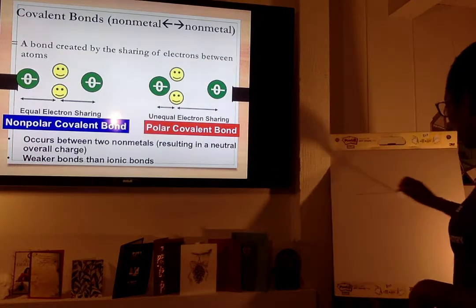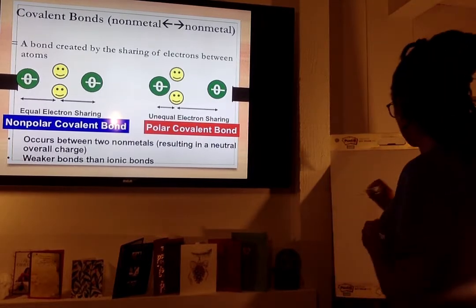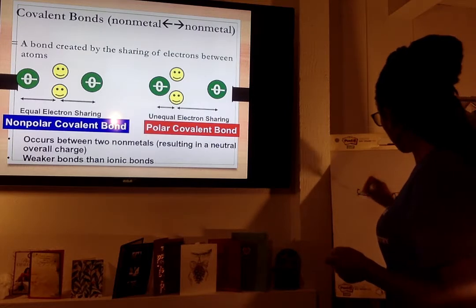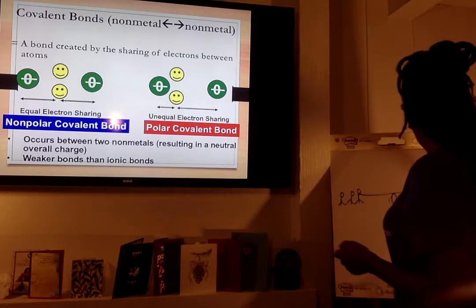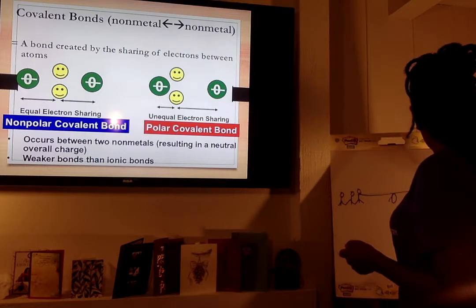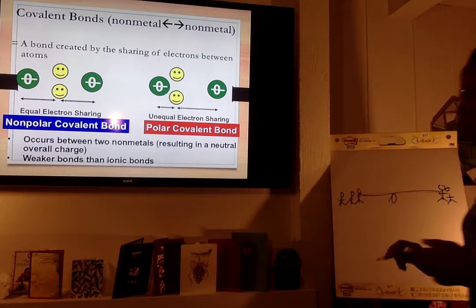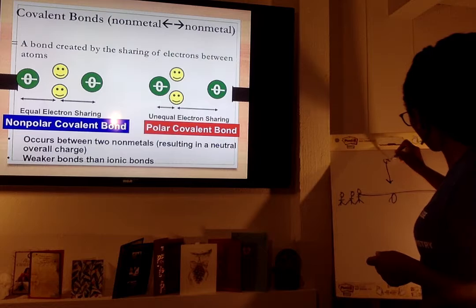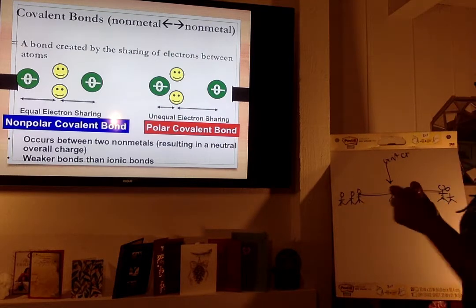This is my little tug of war. This is my little flag, and I have all these people right at the end holding on to this rope, and this is even right now. Excuse my people. So this is even, right? Let's say this is right in the center. So there's an equal sharing of electrons.